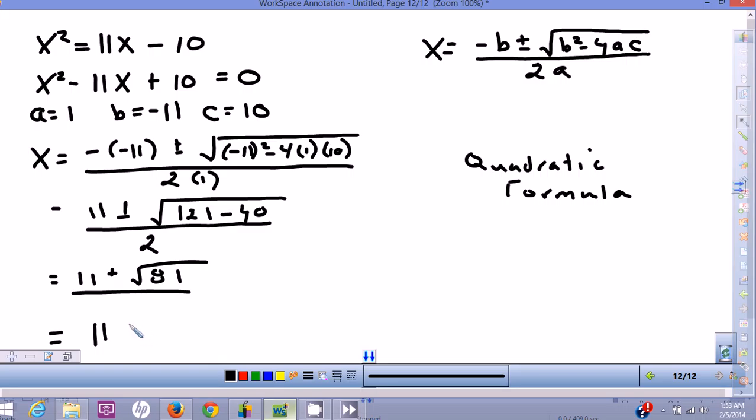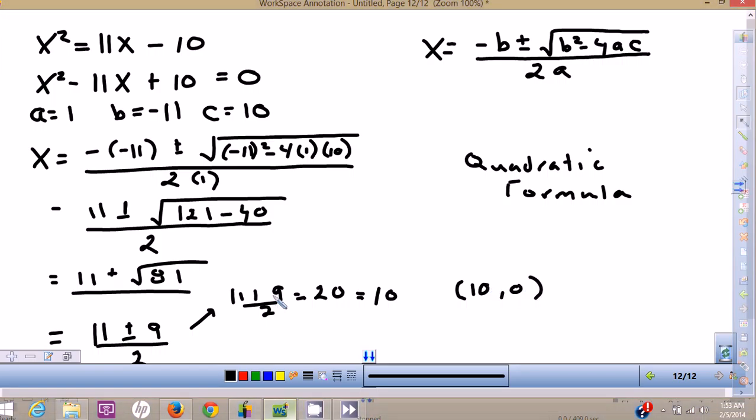At that point, you've got two different possibilities. Either we have 11 plus 9 over 2, which is 20 over 2, or 10, which gives us an x-intercept of 10, 0, or we have 11 minus 9 over 2, which gives us 2 over 2, or 1. So we have an x-intercept of 1, 0.